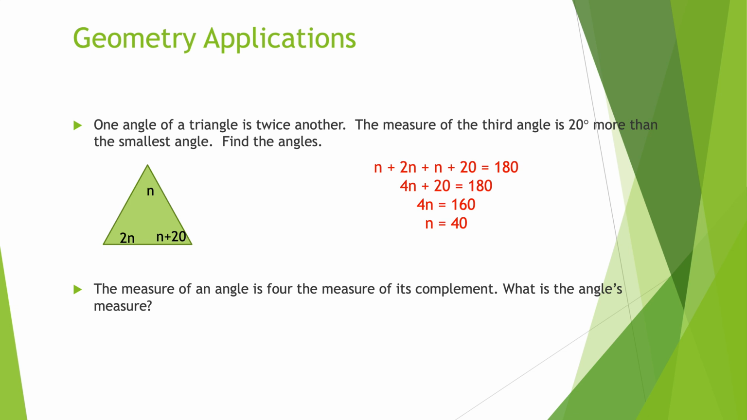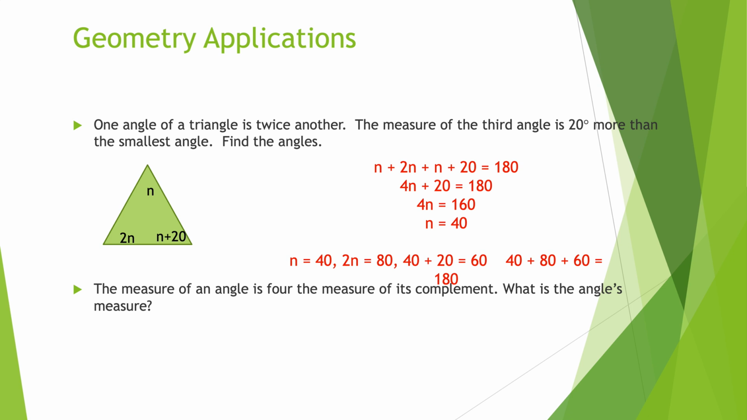But it doesn't ask me that. It says find the measures of the angles. So the first one's 40. The next one's 2 times 40 or 80. And the last one's 40 plus 20 or 60. And again, the fact that I can know that I am correct: 40 and 80 and 60 do add up to 180.